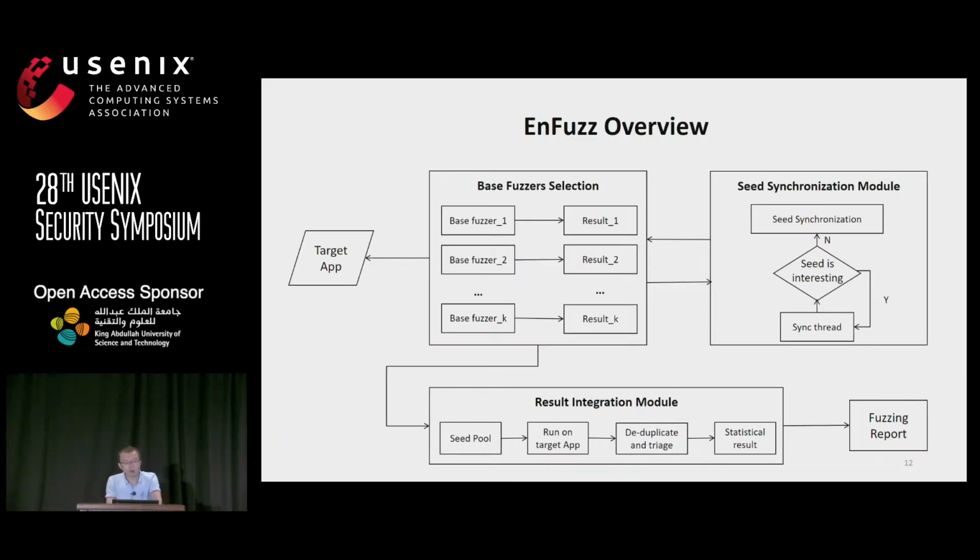Here is an overview of our ensemble architecture design. First, when a target application is prepared for fuzzing, we first choose several base fuzzers.